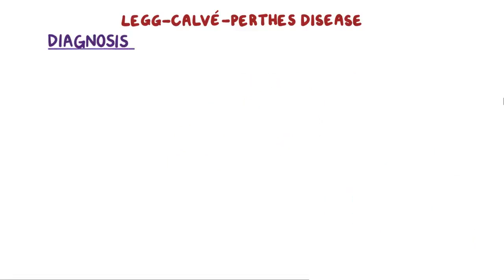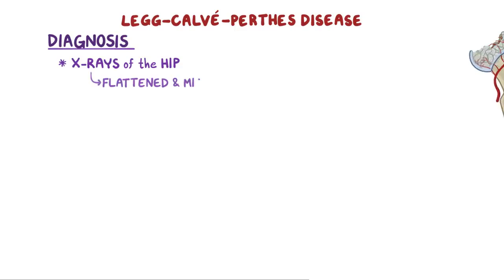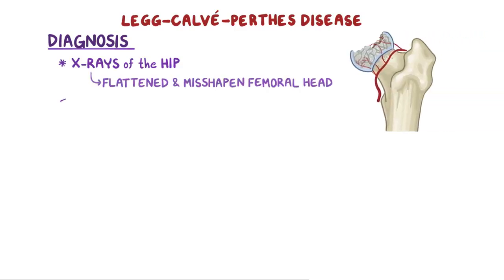Diagnosis of Legg-Calvé-Perthes disease mainly involves taking x-rays of the hip, which reveal a flattened and misshapen femoral head. In addition, an MRI can be done to see the shape of the bone, as well as look for the formation of new blood vessels.